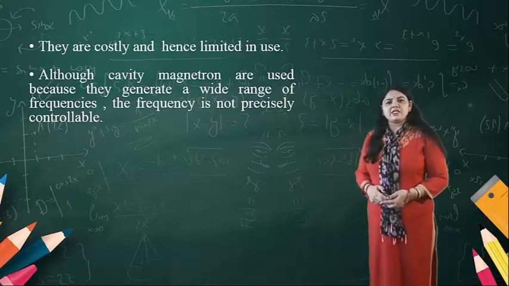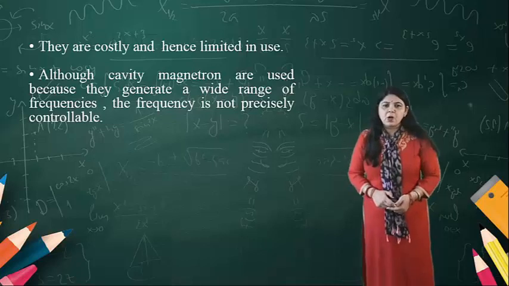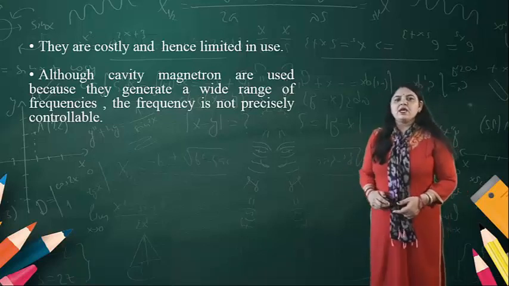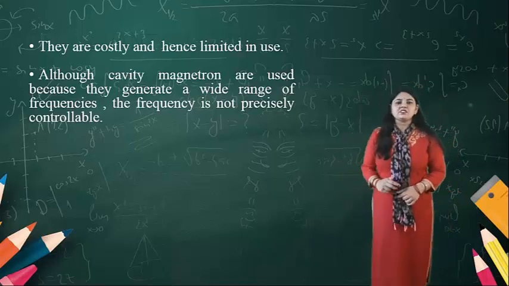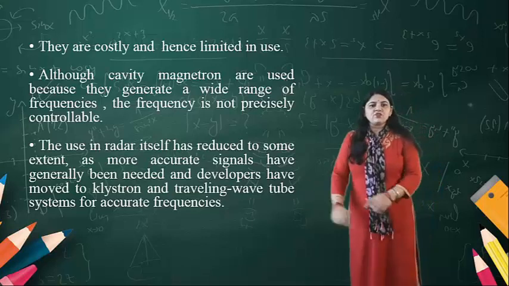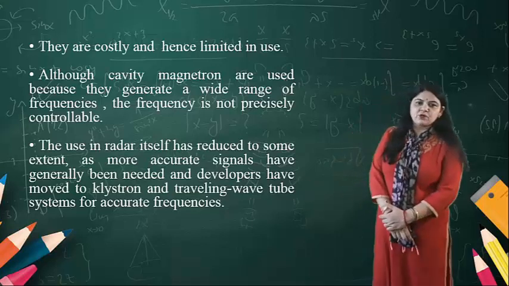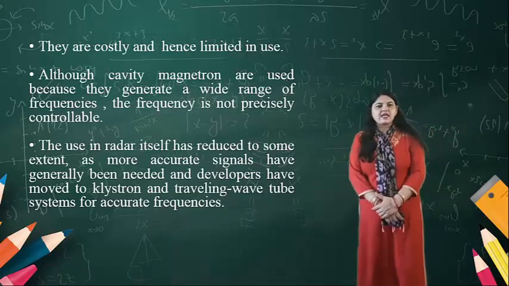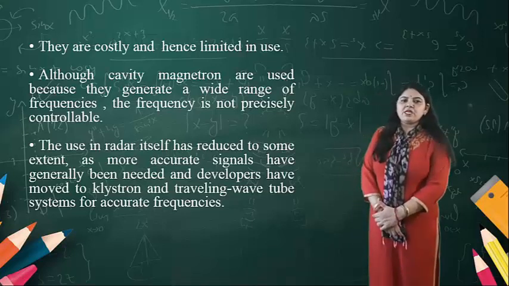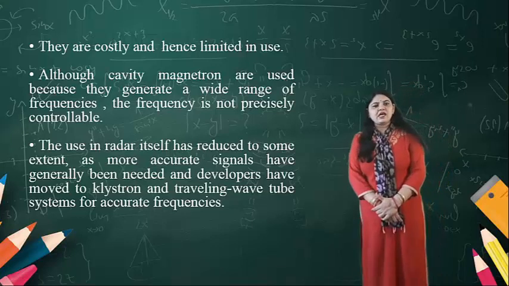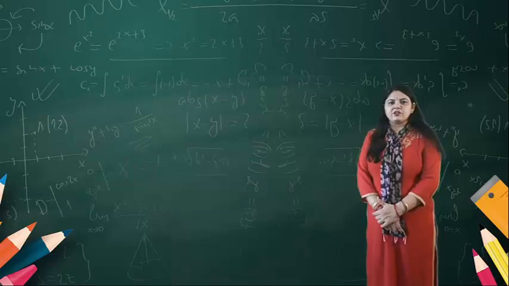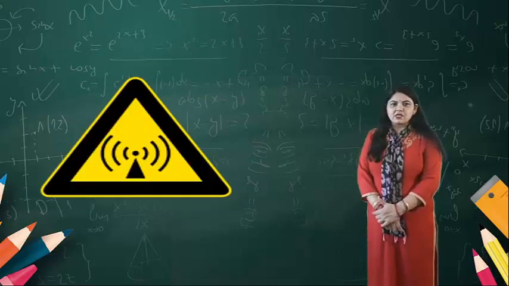Although cavity magnetrons are used, they generate a wide range of frequency and the frequency is not precisely controllable. The use of the radar itself has reduced to some extent as more accurate signals have generally been needed, and developers have moved to Klystron and PWT systems for accurate frequency.